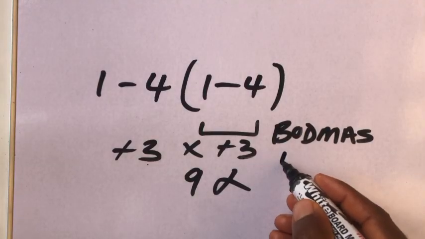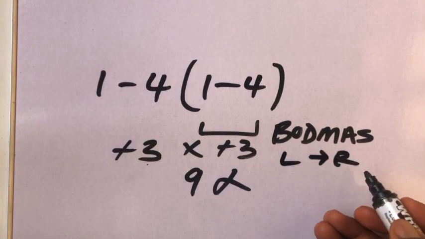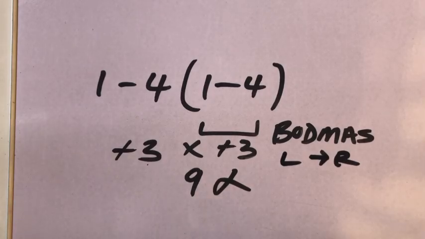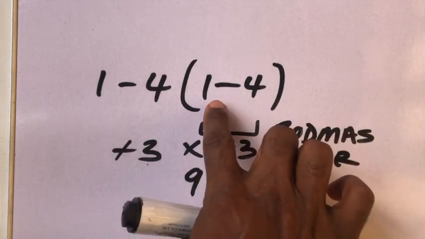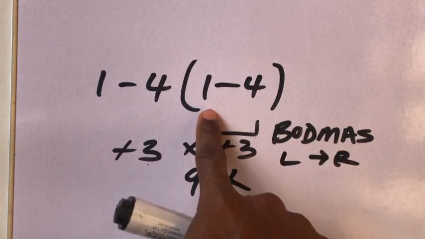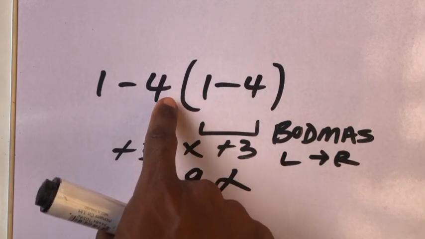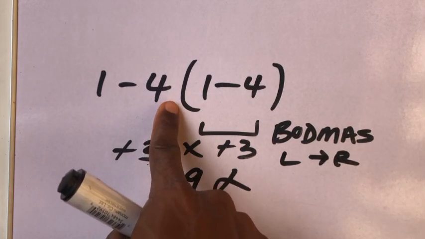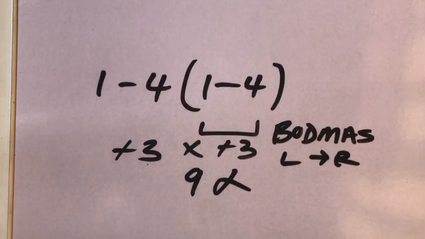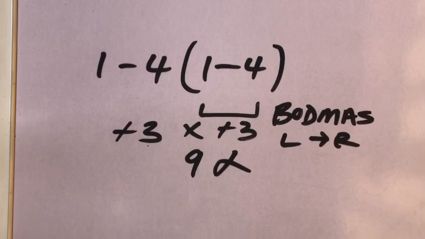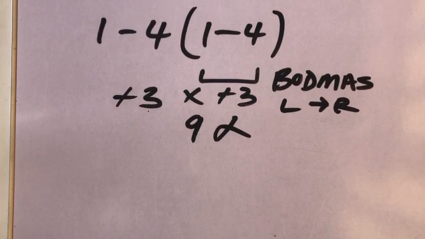So we are solving from left to right like this. Now, what are we going to do? First of all, we are going to solve this bracket first. If we solve this bracket first, then we'll solve the multiplication before the addition, subtraction, as the case may be. So our correct way of solving this will be like this.